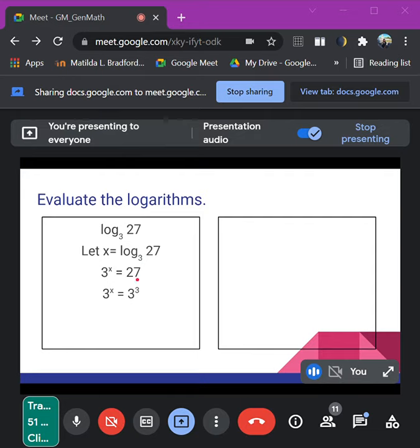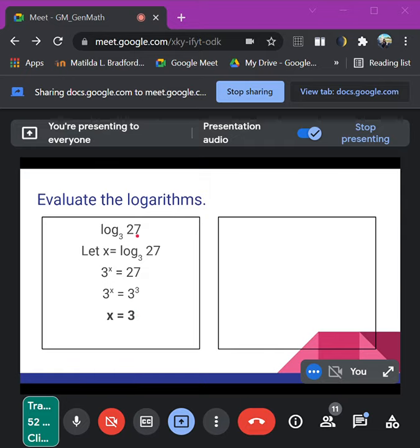And then, unsa yung next step ani class? Pag same na to sa ilahang base, i-bring down ang exponent. Very good. We're going to bring down the exponent and that is now your answer. Which is, you bring down na to ang x and then you bring down na to ang 3. So, your value of x for your logarithm of 27 with base 3 is equal to 3.